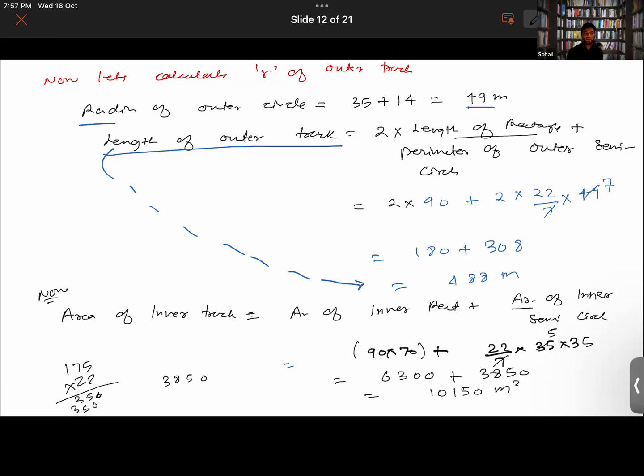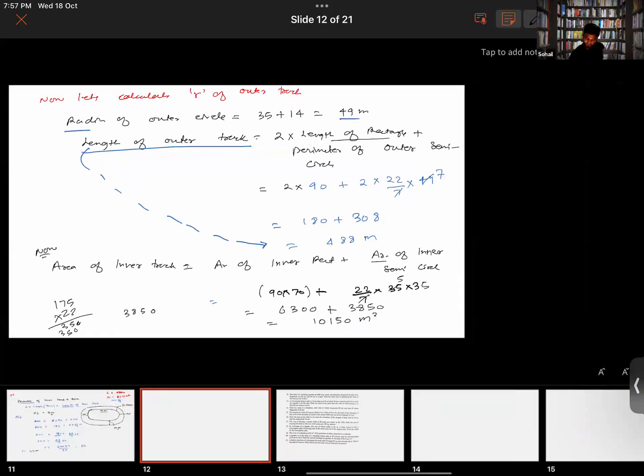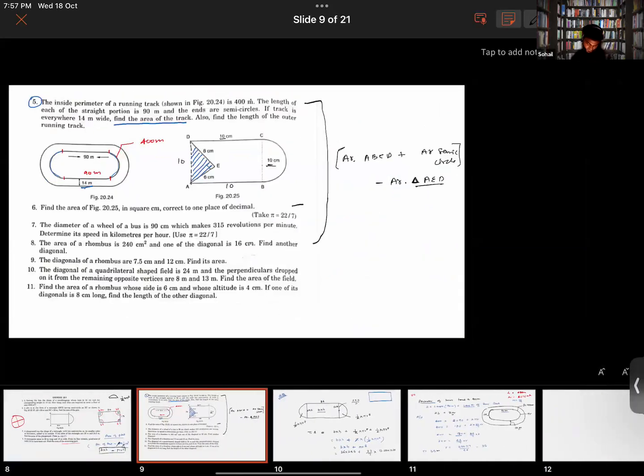Now, in the question something more has been asked. Find the area of the track. Also find the length of the outer running track. So I suppose we have to find both of them. We have to find the area of the track, the path. The area of this track, we have to find. So then what will we be doing now?